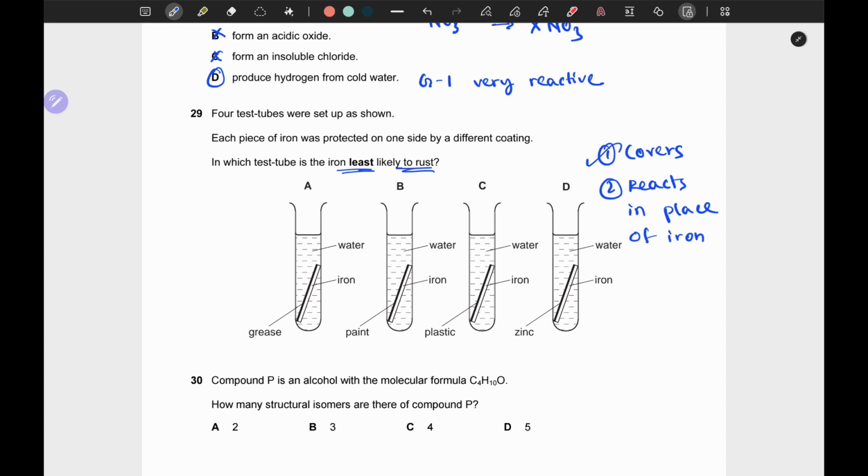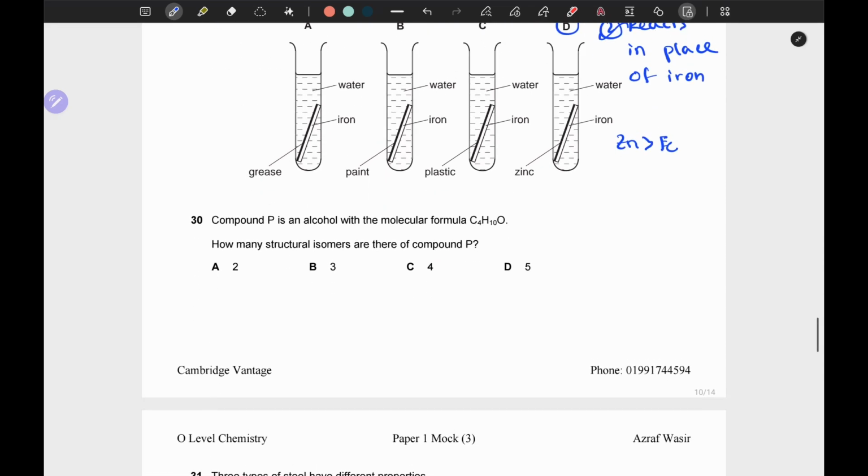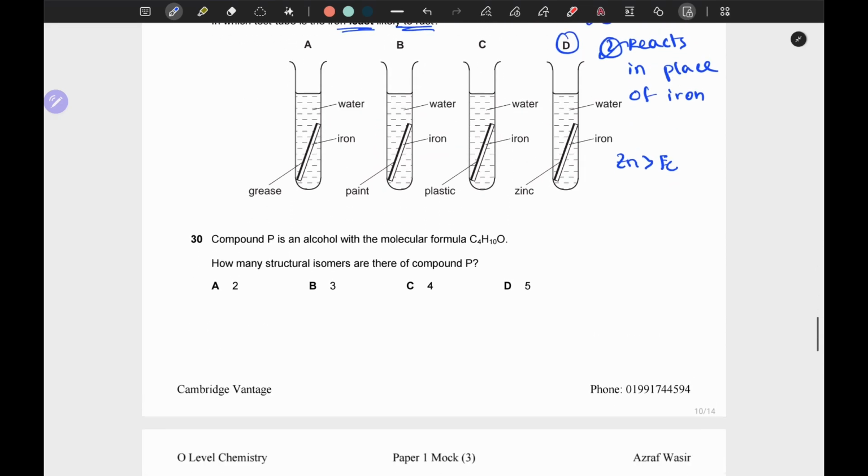So not only is it covered, zinc, which is more reactive than iron, is the one that's going to react even if the iron is exposed to water. So that gives an added layer of protection. So that is why D is the least likely to react or rust.